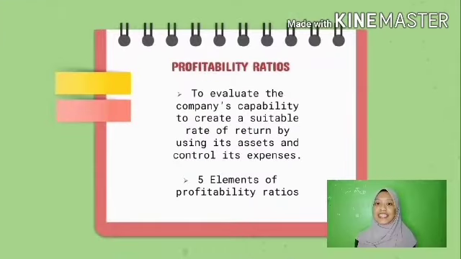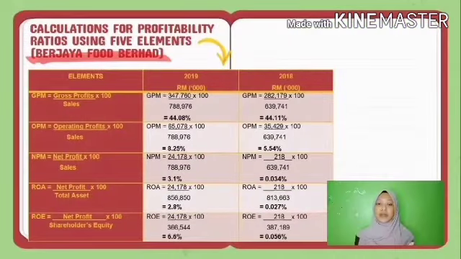Next is profitability ratios, which are used to evaluate the company's capability to create a suitable rate of return by using its assets and controlling its expenses. There are 5 elements of profitability ratios, which are gross profit margin, operating profit margin, net profit margin, return on asset, and return on equity. The table shows the calculation of profitability ratios using these 5 elements for Berjaya Food Berhad for the past 2 years, which are 2019 and 2018.